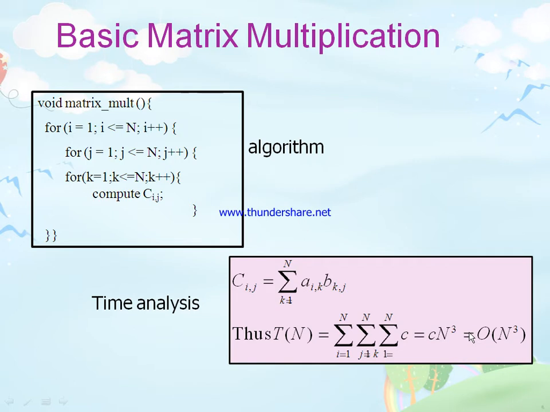When we are initializing a for loop, the statements within the for loop are iterated n times, and the loop itself is iterated n plus 1 times. Here we are considering three loops, so n into n into n. So the time complexity is order of n cube. This is the basic matrix multiplication.